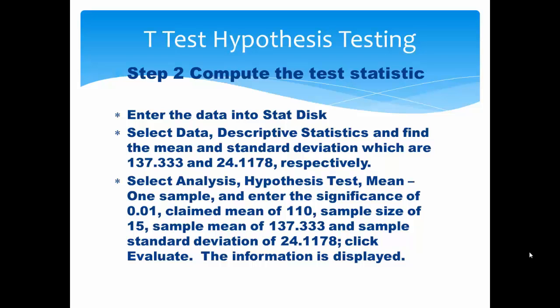It would ask for the claimed mean, and that's what is always in the null hypothesis. So that, in my case, is 110. It would ask for the sample size, which is 15, and then it would ask for the sample mean and the sample standard deviation, which I did in the previous step. So I would enter those values in, and I would click Evaluate.